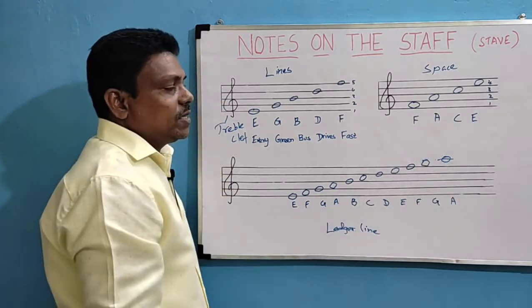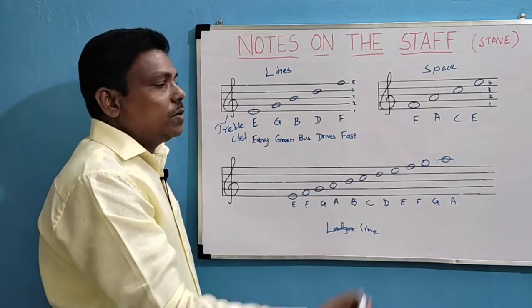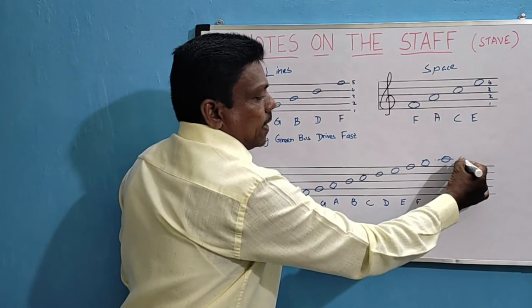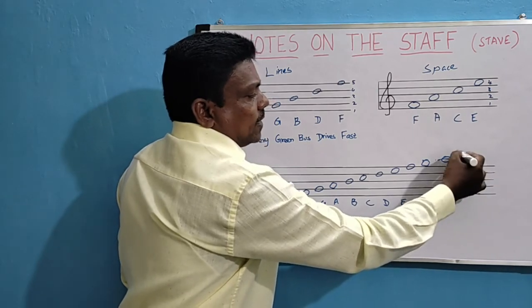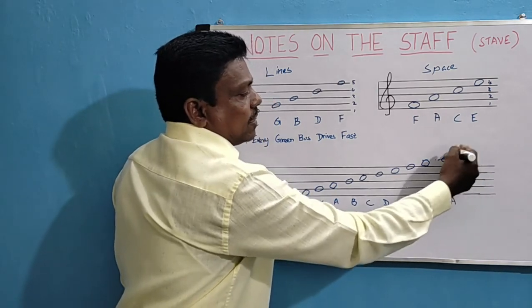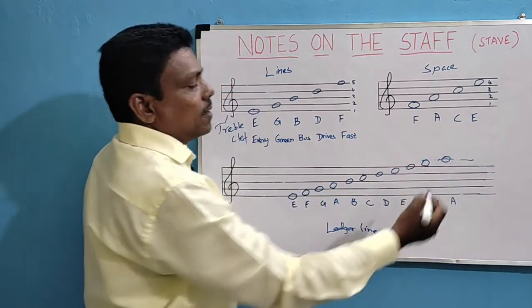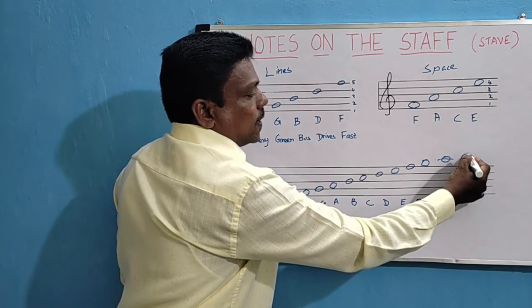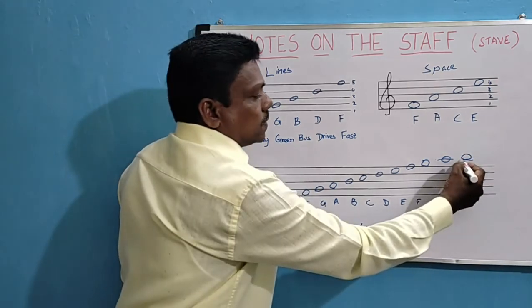So what will be the next note after A? The next musical note is B. So there is no line. Think that one more line, a sixth line, a seventh line, is running like that. If you think of it, B will be written above this line. Okay, so this is B.